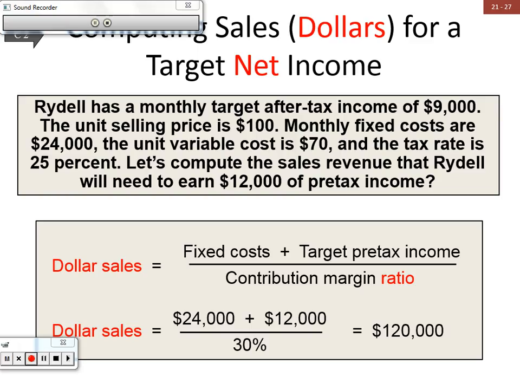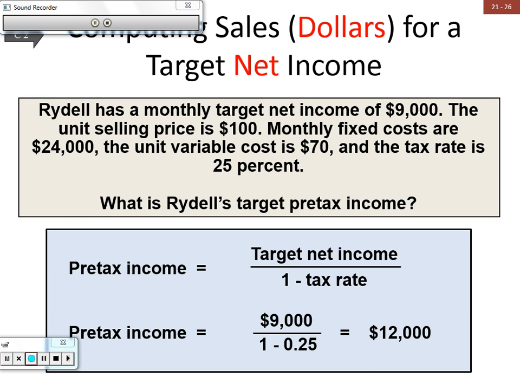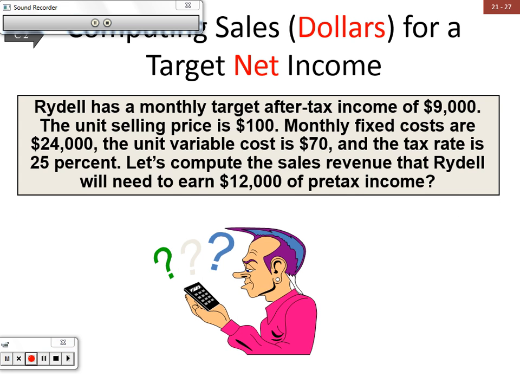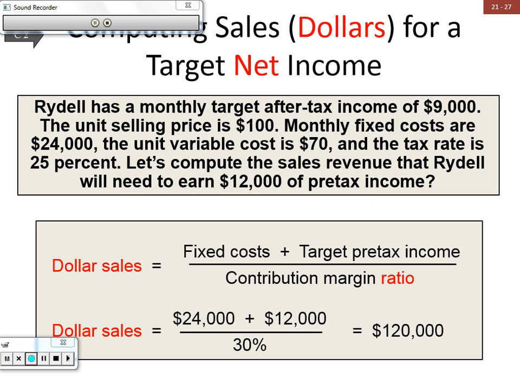It was 25%. Look in your books. Remember, it was 25%. So why did we divide it by? Oh, the 100 minus 70. The selling price minus 70. The selling price minus the unit variable cost. You didn't get a percent from that. 100 divided by 70. It should be a percent.